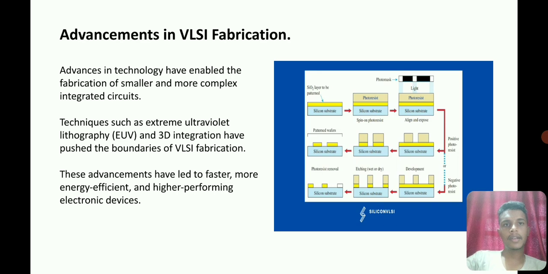And the advancement in VLSI fabrication. Advances in technologies have enabled the fabrication of smaller and more complex integrated circuits. Techniques such as extreme ultraviolet lithography and 3D integration have pushed the boundaries of VLSI fabrication. These advancements have led to faster, more energy efficient, and higher performing electronic devices.